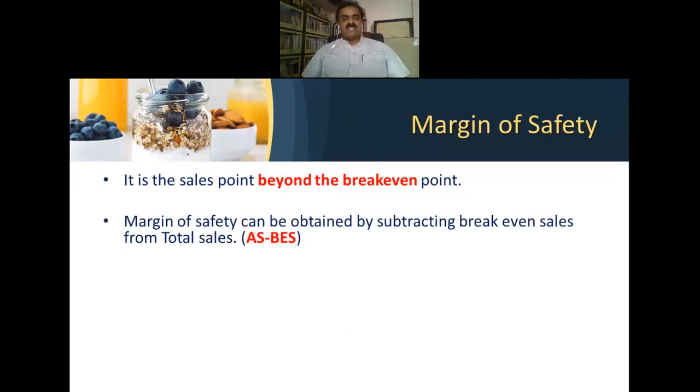So margin of safety can be obtained by subtracting break-even sales from the total sales. Say, for example, the company has made sales of around 5 lakh rupees, and the break-even sales may be 4 lakh rupees. At 4 lakh rupees, the company's profit is zero. At 5 lakh rupees, the profit may be around 10 or 20,000 rupees. So the portion beyond 4 lakh rupees of break-even sales is called the margin of safety.